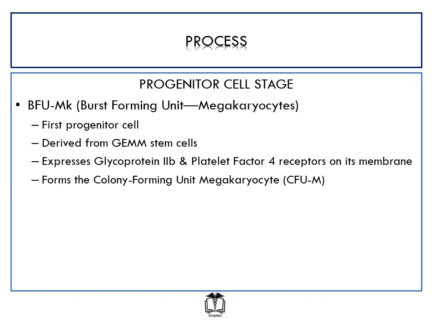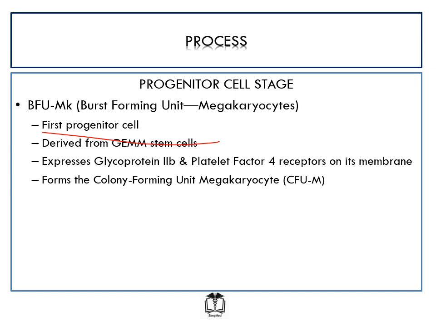Now let's focus on the burst-forming unit megakaryocytes. These are the first progenitor cells in the process of thrombopoiesis. They are derived from the GEM stem cells, as I mentioned. And because they are progenitor cells, remember that progenitor cells are not morphologically identifiable. They can't undergo self-renewal, in contrast to the stem cells which we just talked about, which can undergo self-renewal, cell differentiation, and cell division. For the burst-forming unit megakaryocytes, which are progenitor cells, they can only undergo cell division and differentiation, but not cell renewal.